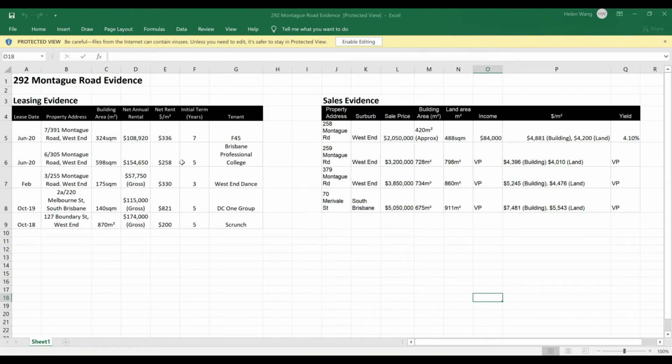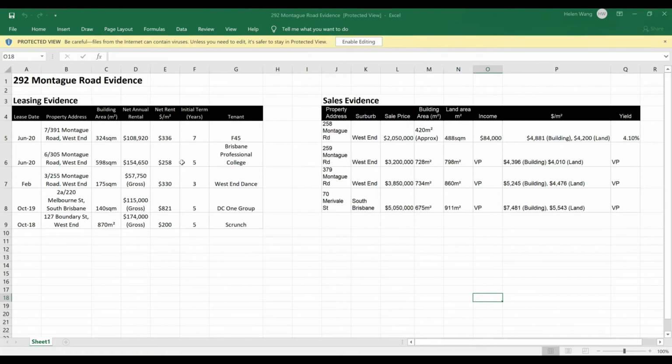So 728 square meters times $250 a square meter is $182,000. The rough return around West End is about 6%. We'll put this property at about 3 million. Now that's probably a little bit light.